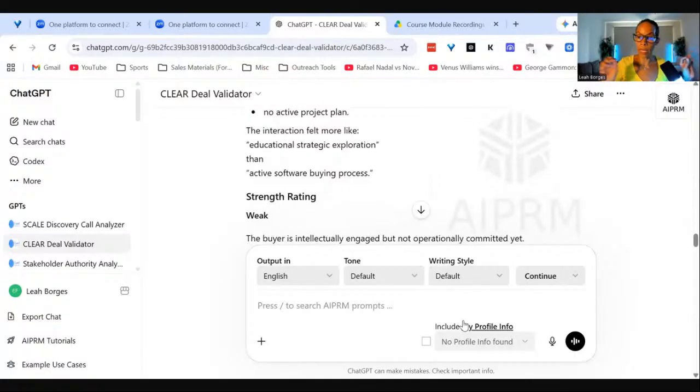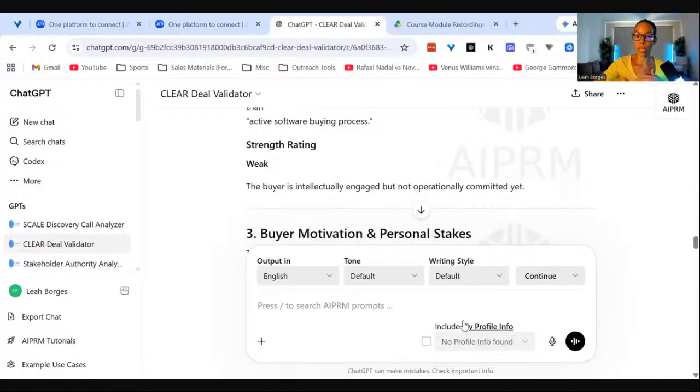Okay, so in the final analysis, this deal is kind of dying, partially because of what the seller did or didn't do, but also just because it feels like an exploration. It feels like a kicking the tires type of call, right? Which we need to have that information in order to strategize for the next communication, whether that's a phone call, whether that's an email, like whatever it is, okay? So strength rating is weak, so they are not ready. That's the bottom line, right?